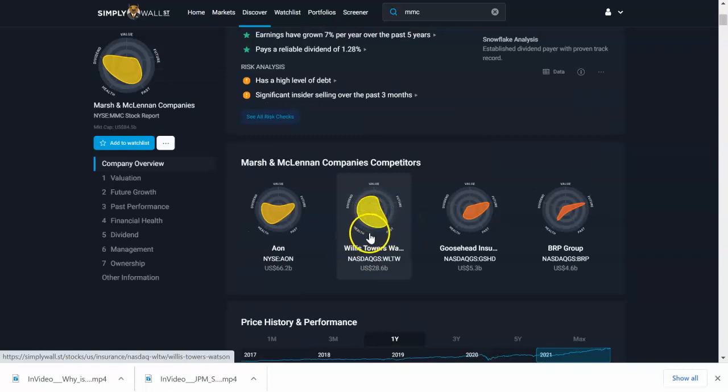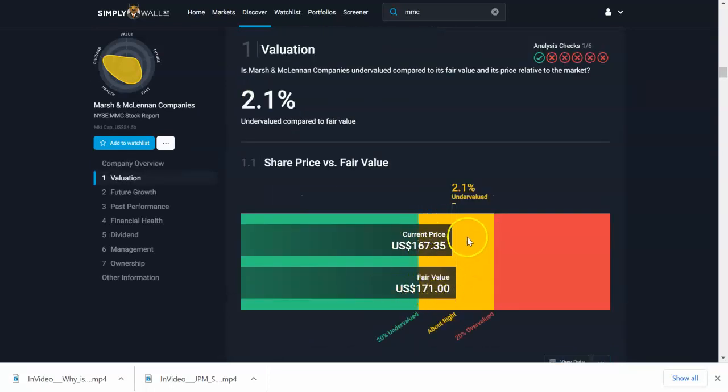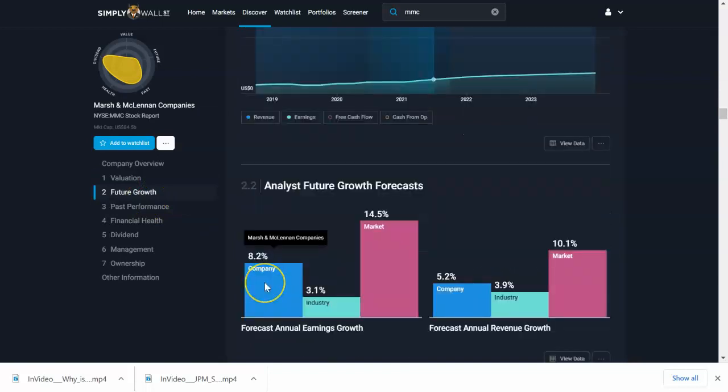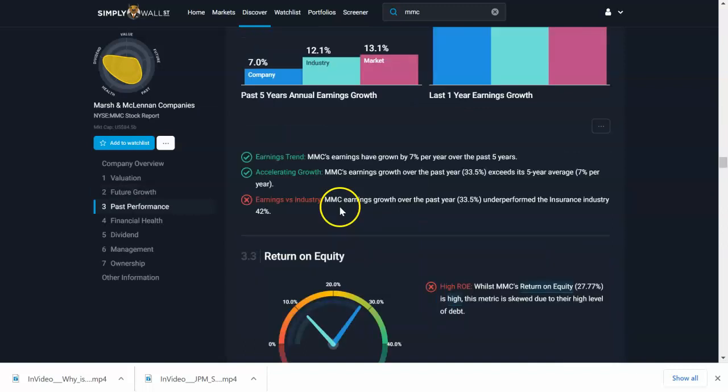There's a competitor, a little more greener, Willis Towers. Valuation is about the same. Its current price is 167, 171. That's not much difference. It is undervalued, but not by much. It is growing in revenue. The company versus the market, the company versus the industry is fine. But if you want to outperform the market, this is not the company for that. Maybe that was what Warren Buffett was looking at. MMC's earning growth over the past year underperformed the insurance industry.